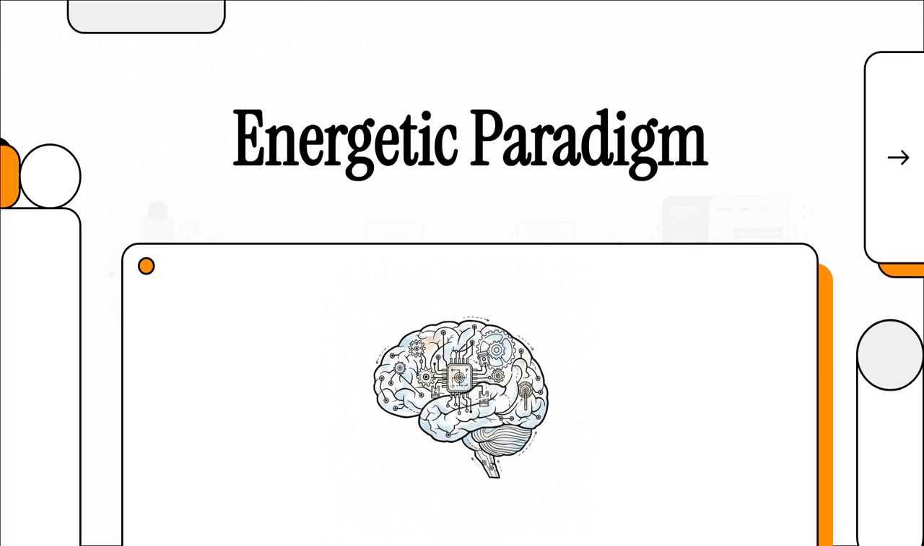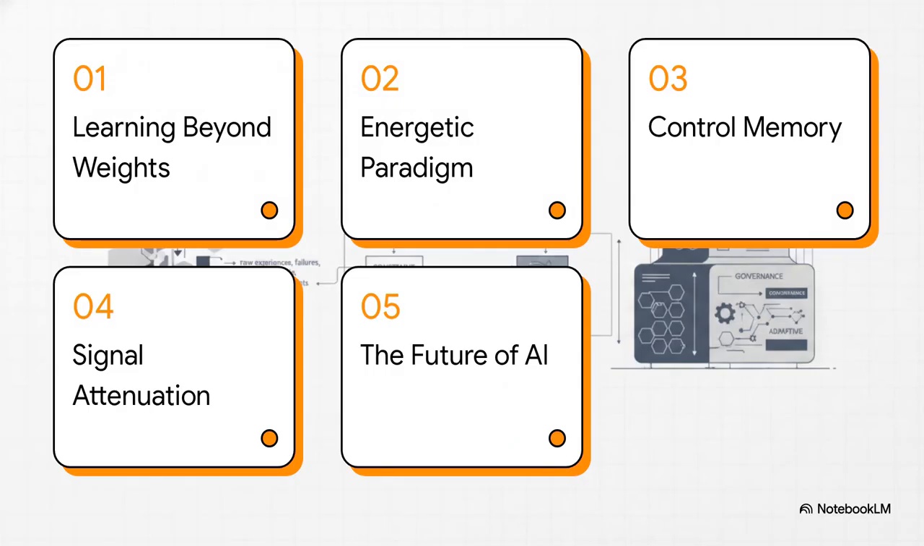Instead, this offers a deeply structural, analytical way to understand intelligence and how modern AI systems are actually maintained and governed. If you are building or working with these tools today, this is an incredibly useful perspective to have. Here is our roadmap for today. We'll start with the shift to learning beyond neural weights, explain the energetic paradigm, define what control memory actually is, break down signal attenuation, and finally, look at what this all means for the future of AI. Let's get right into it.